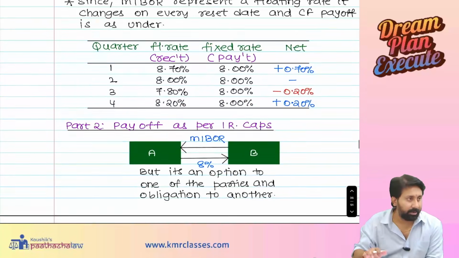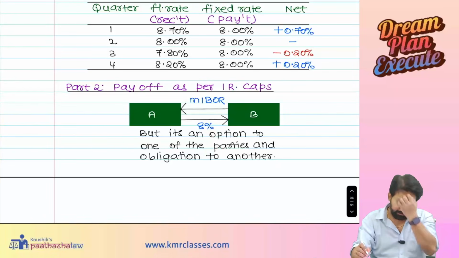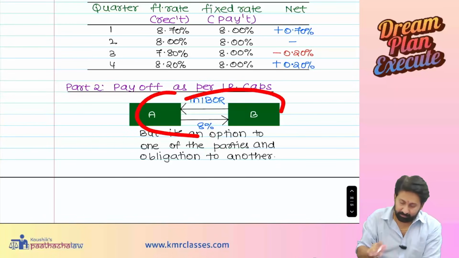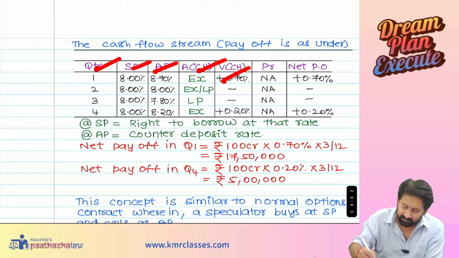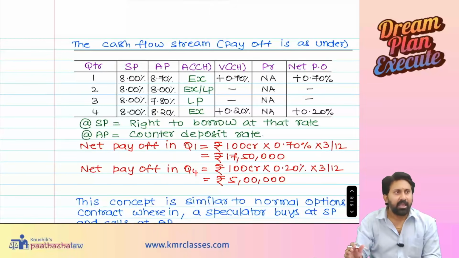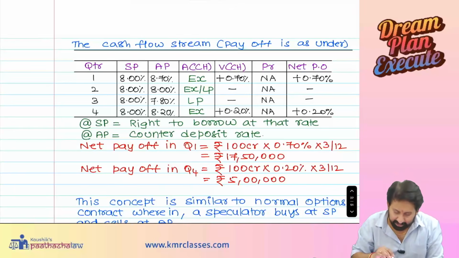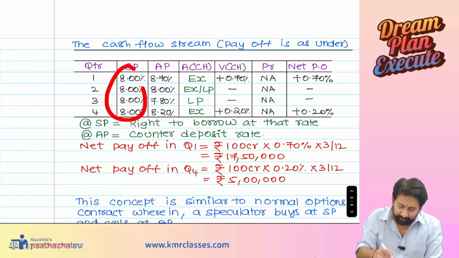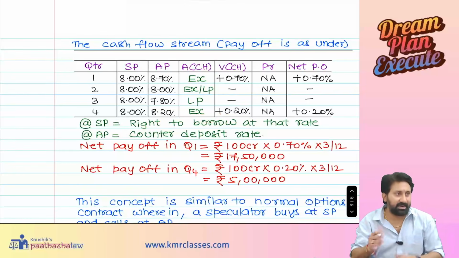Okay, we already computed. Payoff as per interest rate caps. Same diagram, but cash flow stream, payoff: quarter, SP, AP, action, value, premium, net payoff. Premium is not available in the question, therefore we did not write. If available, that small amount we will reduce, and we will get a balance there. So SP, right to borrow at the rate. AP, counter deposit. Really we don't borrow or deposit. Like that we need to understand it.